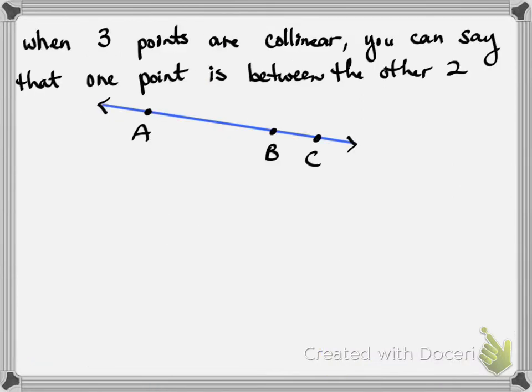Okay, another definition here. When 3 points are collinear, remember that means they are on the same line, you can say that one point is between the other two. So here we have 3 points that are collinear. We have 3 points that are all on the same line. And we can talk about this idea of betweenness. It seems kind of easy probably, and you wonder why we would take time for this, but this idea of betweenness is very important in geometry. So we're just taking a little bit of time to talk about it.